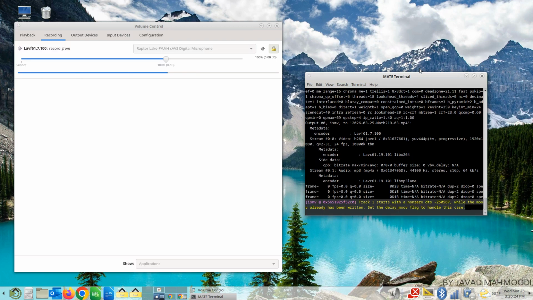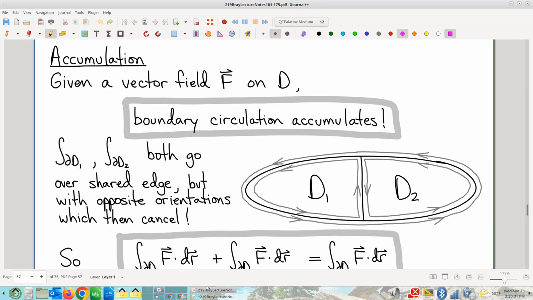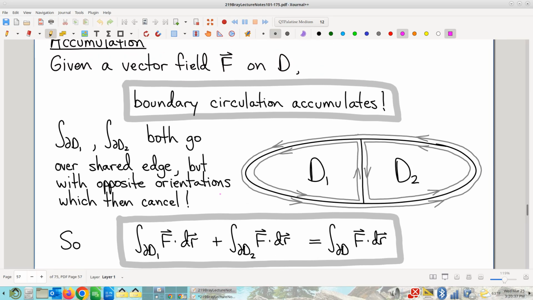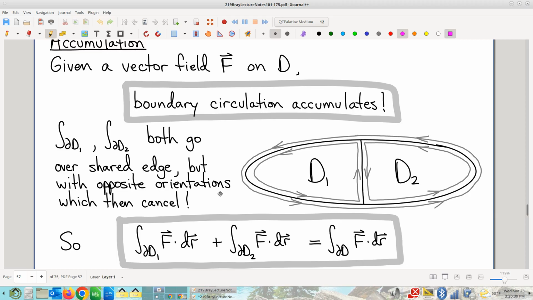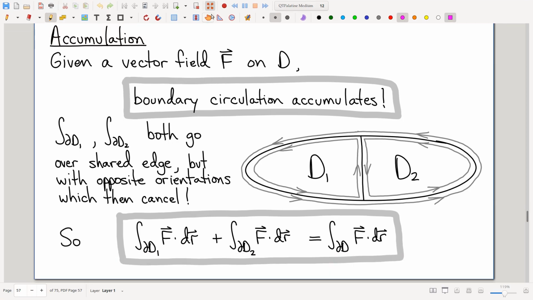Okay, off we go. So last time, here's... no, that's not it. Here's the last thing we talked about, according to my records, and that was this idea of accumulation, and in particular, that boundary circulation is an accumulating quantity.